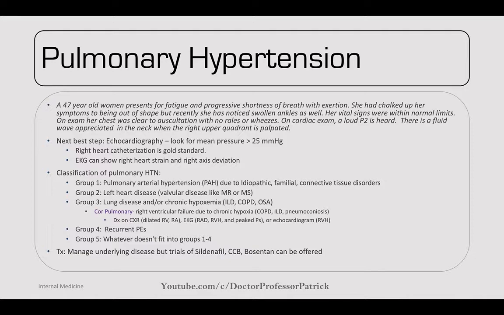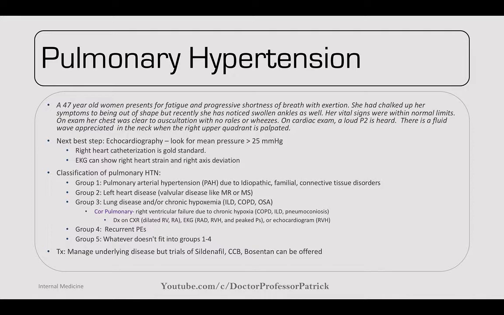A 47-year-old woman presents for fatigue and progressive shortness of breath with exertion. She's chalked it up to being out of shape, but recently she noticed swollen ankles. Her vital signs were within normal limits. On exam, her chest was clear to auscultation, no rales or wheezes. On cardiac exam, a loud P2 is heard. There's a fluid wave appreciated in the neck when the right upper quadrant is palpated.